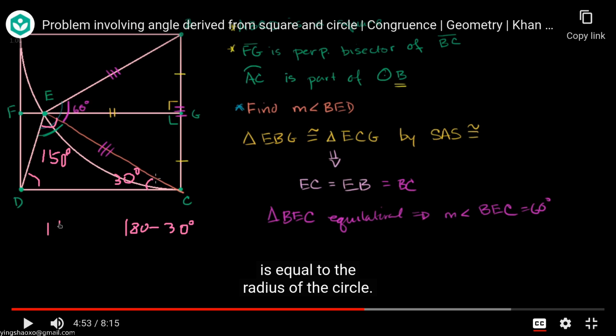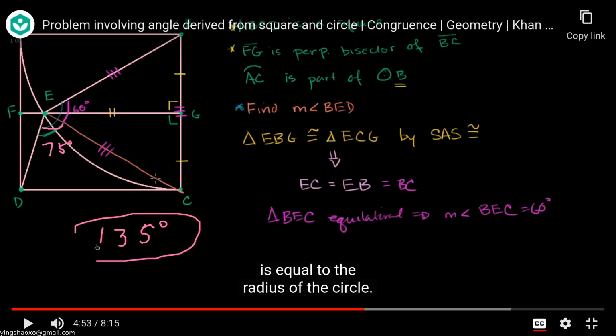For each part, that will be 150 over 2, which is 75 degrees for this part. Okay, so 75 plus 60 would be the final answer, which is 135 degrees. Okay, we could verify that when we reach the end of this video.